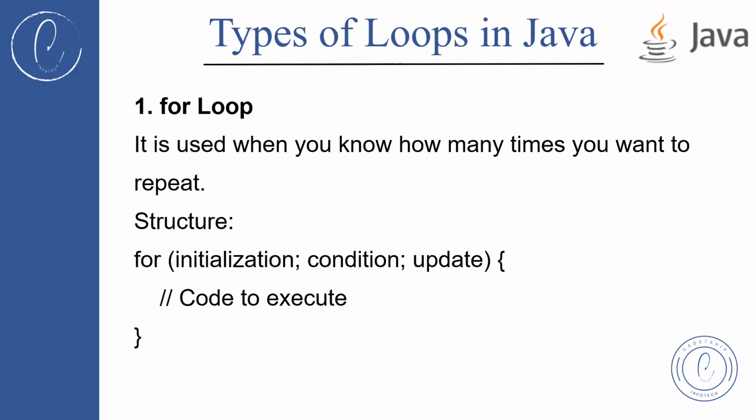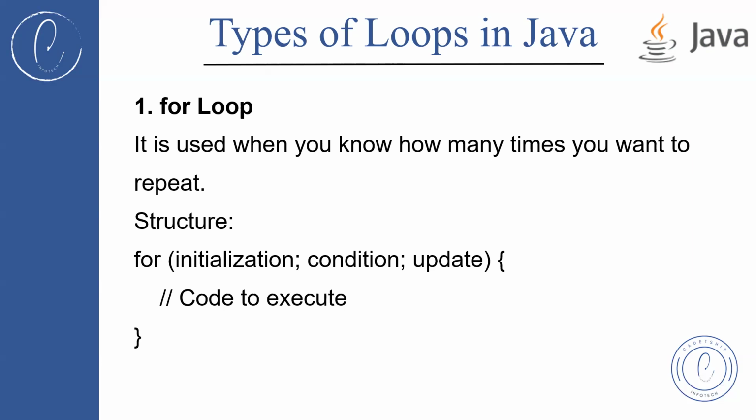So let's study the different types of loops available in Java. First we have the for loop. A for loop is used when you know how many times you want to repeat. This is a type of loop used when we know that we have to execute certain code a certain number of times. As you can see, this is the structure of the for loop. We have the for keyword, then parentheses, where we specify the initialization, then the condition, and then the update parameter, on which we have to update our value.